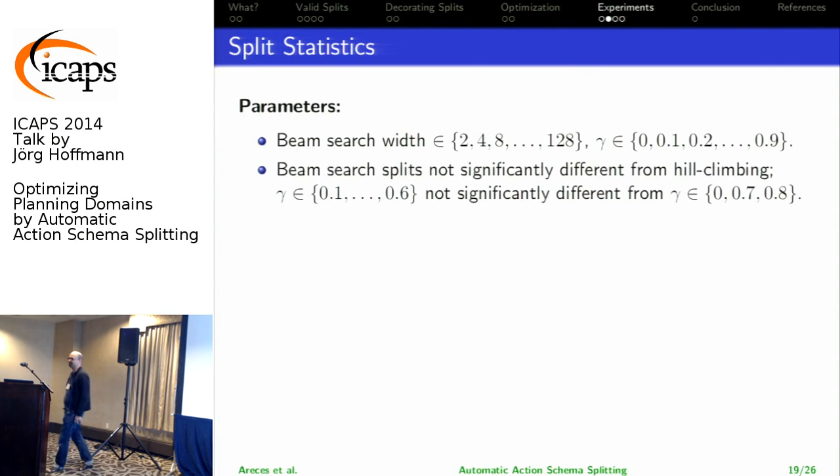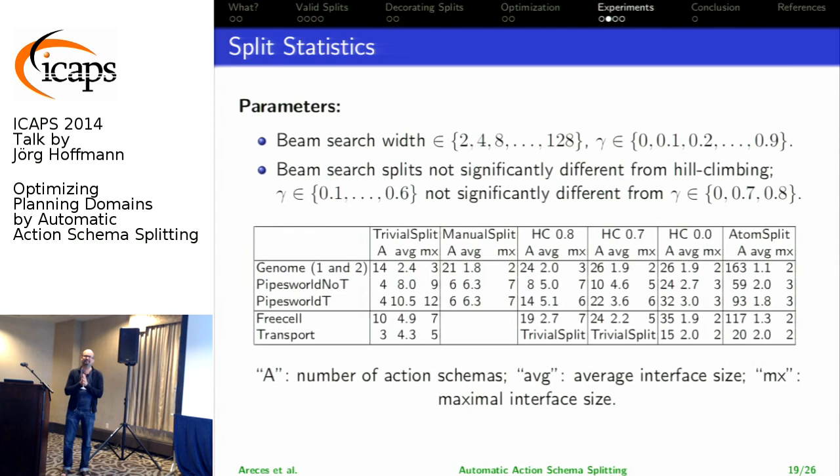Okay, here's the first table. This is just about the split statistics, so like what happens to the domain file. If you look at, for example, here, the original domain has maximum interface size 12, which is really absolutely ungroundable, right? And manual split goes down to 7, and then here with our first, even with gamma 0.8, which is close to 1, it gets down to 6. And then, you know, all the way down to the atom split, interface size decreases to 3, but at the price of increasing the number of schemas to 93 from 4. Okay, so you really don't want to be using the atom split.